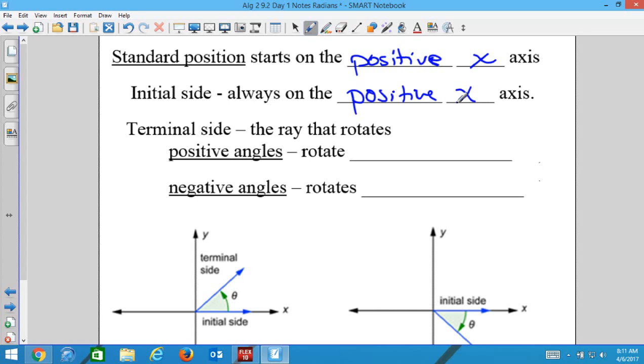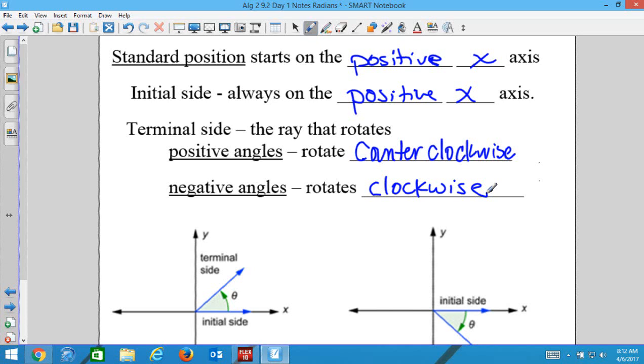Positive angles rotate counterclockwise. And then negative angles, we can have negative angles now. Negative angles are just telling you the direction that they're rotating is not counterclockwise, but clockwise. The angle itself is still measured as a positive value. The negative just tells us the direction it's rotating. That's the only thing that the negative tells us.